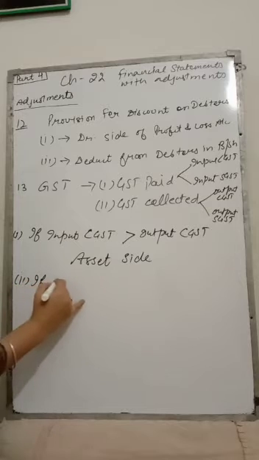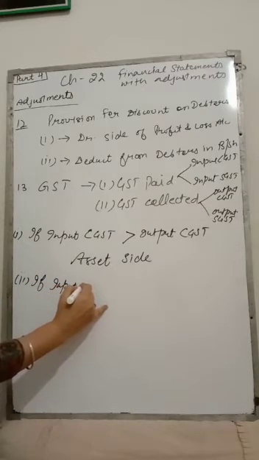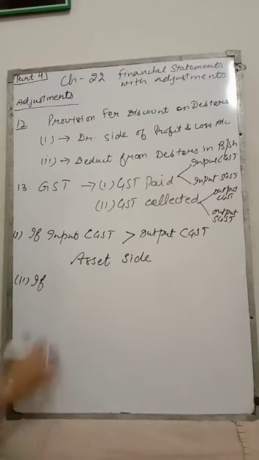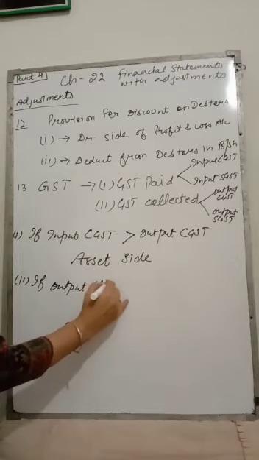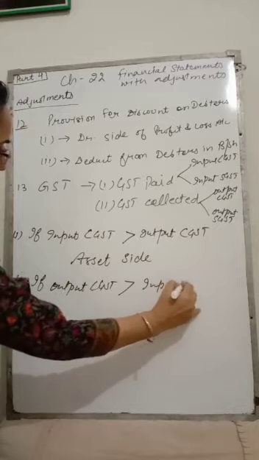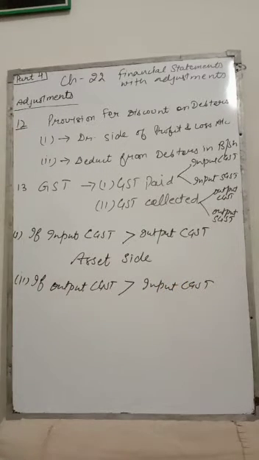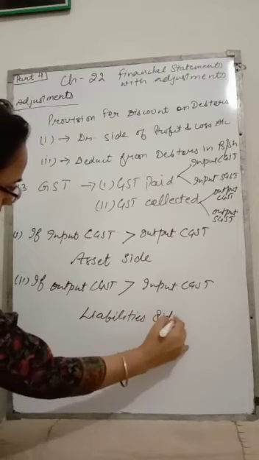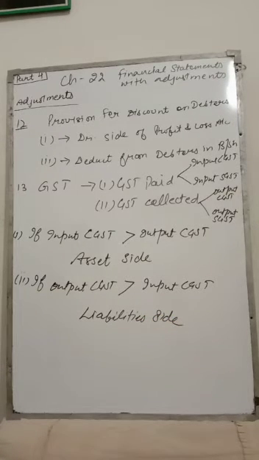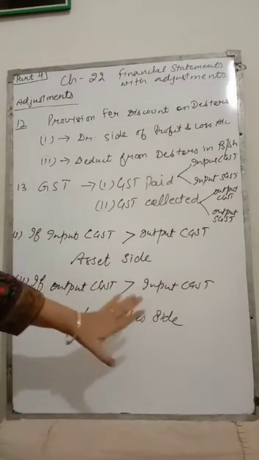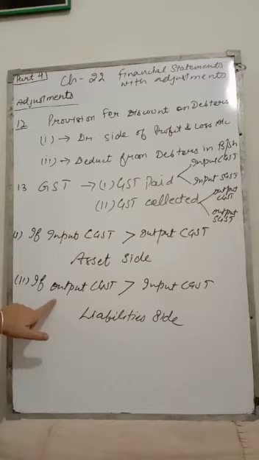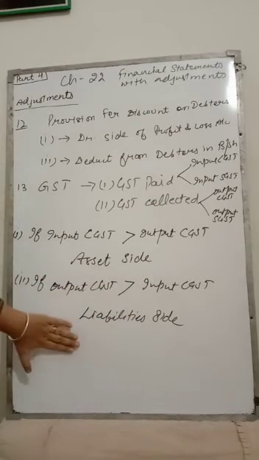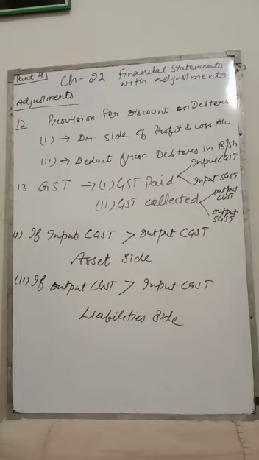Secondly, in the reverse case, if output CGST is more than input CGST, then it is shown on the liability side. This is the actual treatment of GST. Similarly for SGST: if input SGST is greater than output SGST, it will be shown on the asset side, and if output SGST is greater than input SGST, then it will be shown on the liability side. Okay, so next topic.